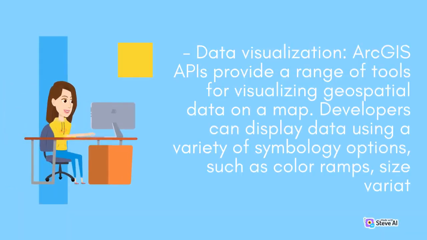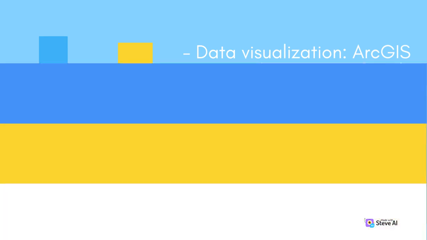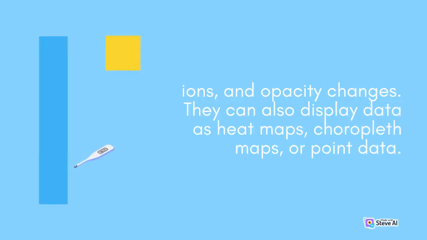Data visualization. ArcGIS APIs provide a range of tools for visualizing geospatial data on a map. Developers can display data using a variety of symbology options, such as color ramps, size variations, and opacity changes. They can also display data as heat maps, choropleth maps, or point data.